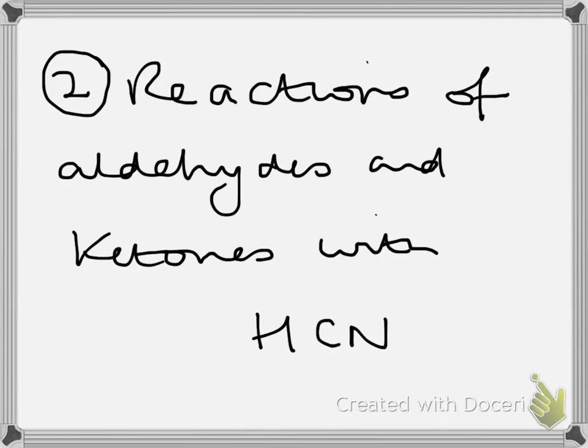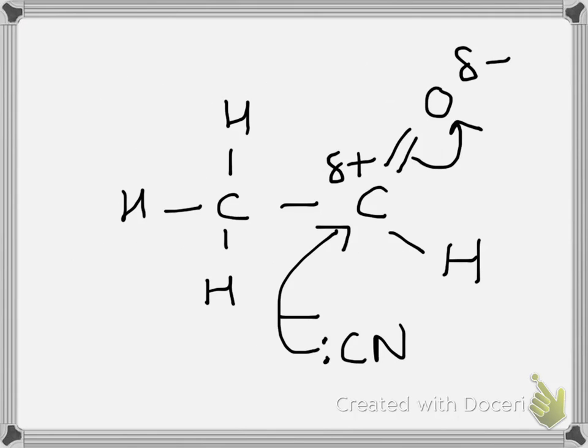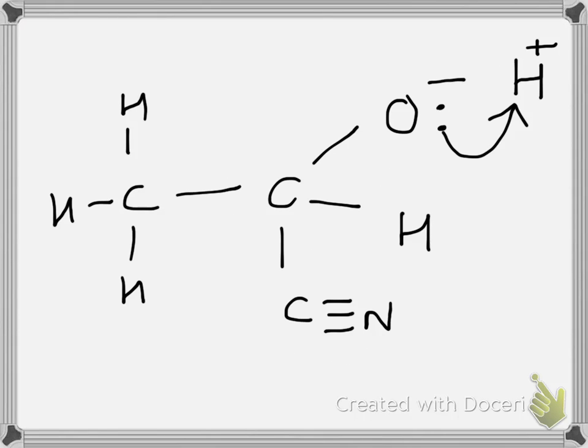Second type of reaction, which is nucleophilic addition, are reactions of aldehydes and ketones with hydrogen cyanide. In this case, the hydrogen cyanide produces a CN- ion, which is the nucleophile. So you notice on the CN- ion that you put the lone pair on the carbon and the negative charge on the carbon. So the mechanism is exactly the same again, with the initial attack of the nucleophile on the electron deficient carbon, forming the intermediate, which then gets protonated by the solvent.